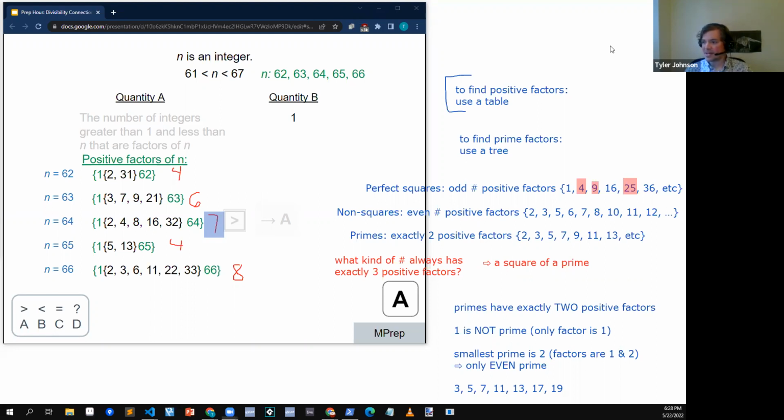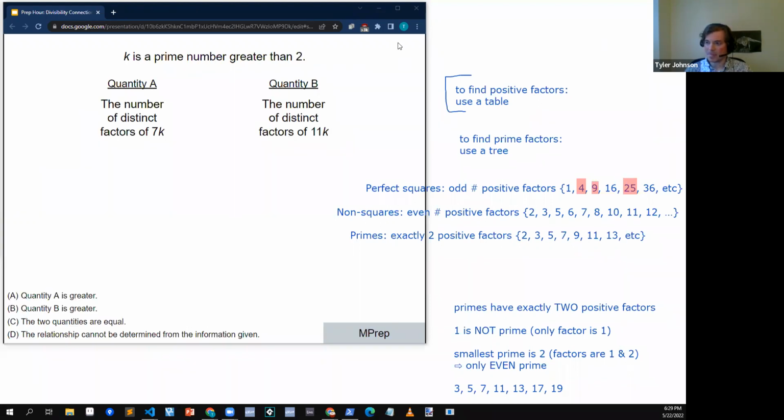Okay, let's do another quantitative comparison. Chat me your answers for this one. 3 minutes.